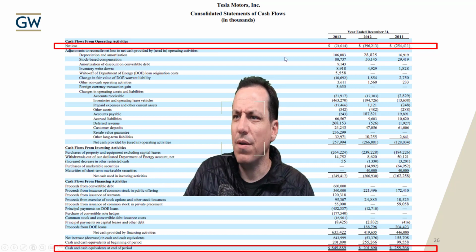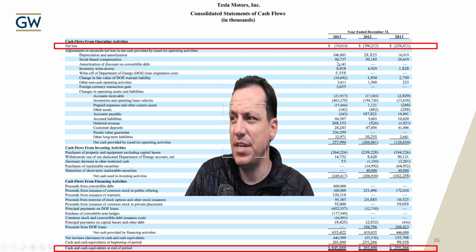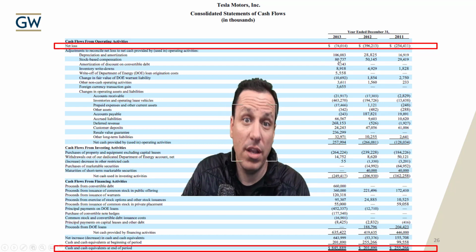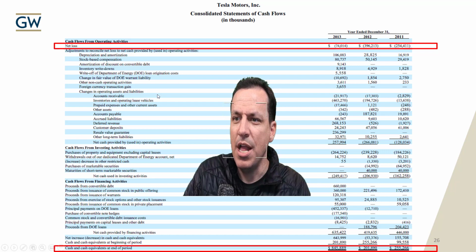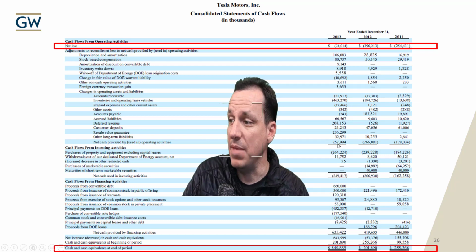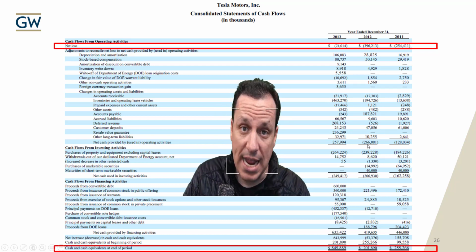So if you look here, there's some other things that we would add back. Stock-based compensation, that's not cash. It has value, but it's not cash. So if you go down, there's a lot of different things here that get backed out to get to cash flow from operating activities, net cash provided by or used in operating activities. And down here, we see what we got to, that 257 million in positive value, up from 266 million from the year before as a negative cash flow.